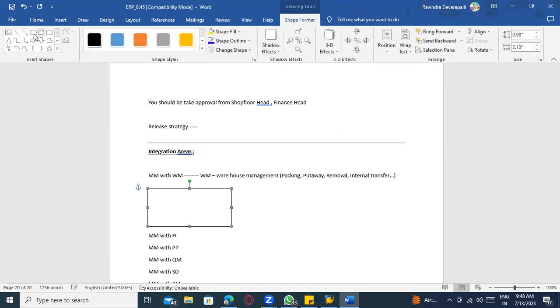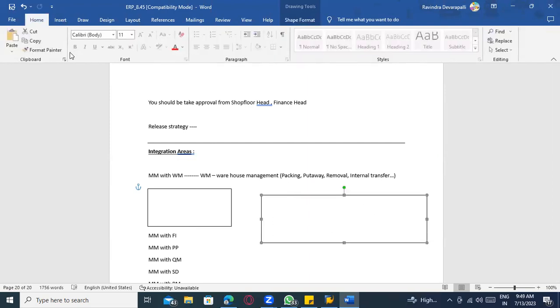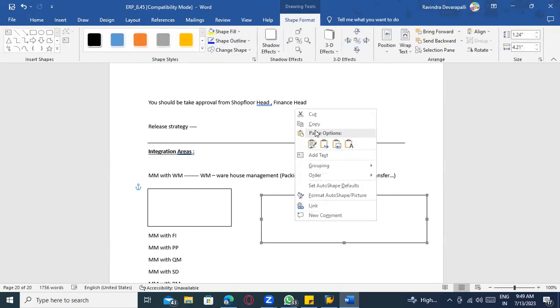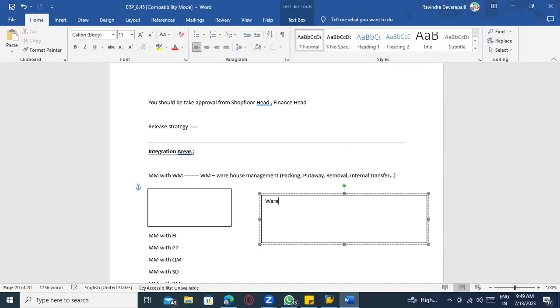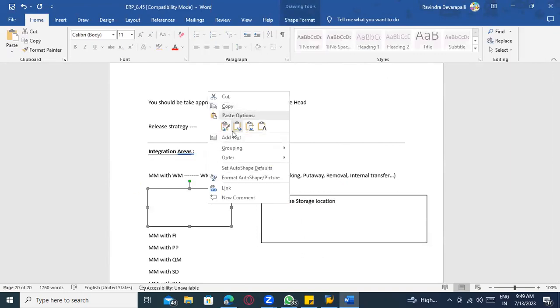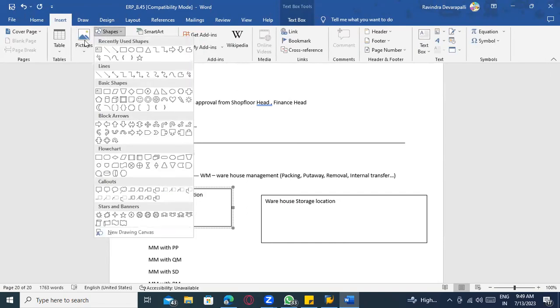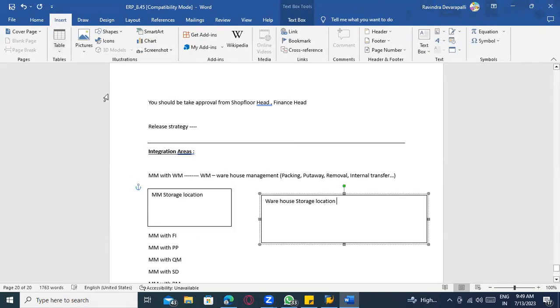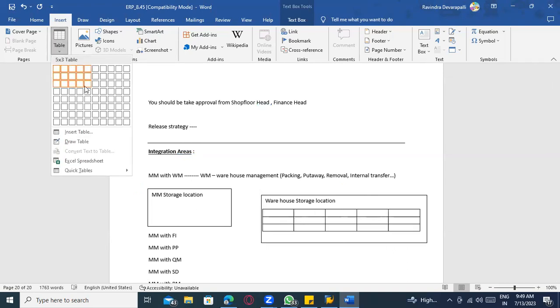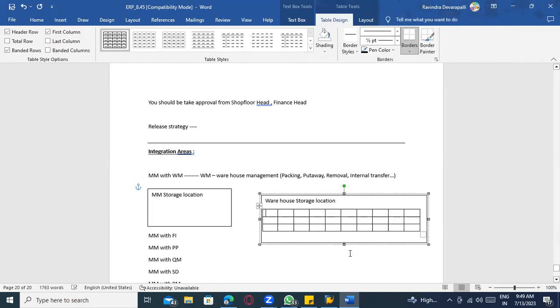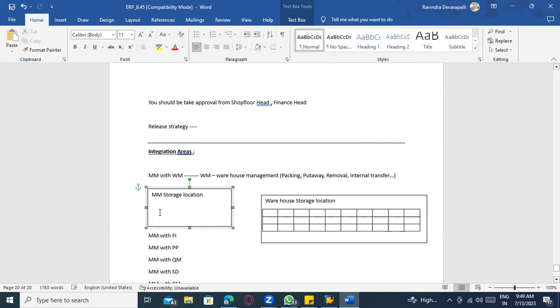This is one store location and this is another store location. So this is the warehouse store location, and then it is a normal MM store location. What is the difference here? In the MM store location, it is like an open location. So once I receive the stock, I can just put it into my location.